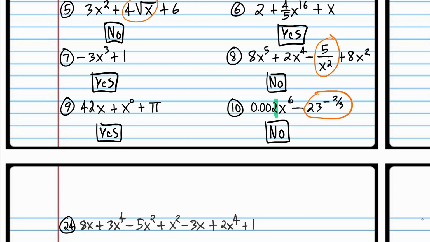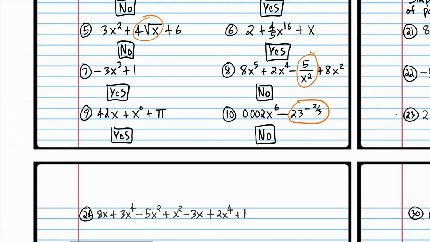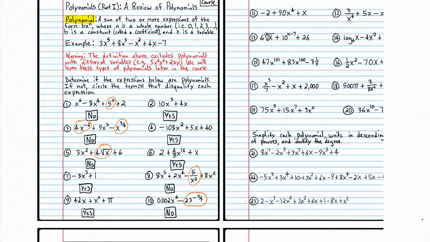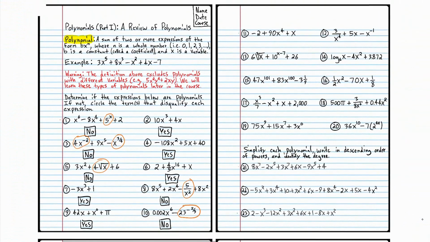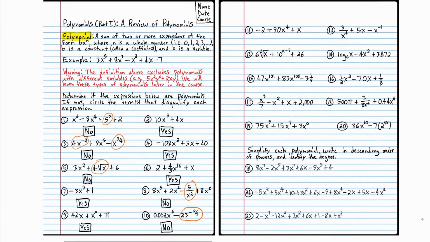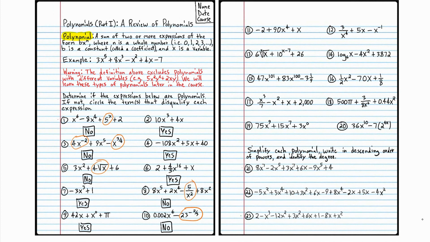Now you might say, well, what about this 0.002? That disqualifies that term, right? Well, no, the coefficient can be any number as long as it's a constant. So that's fine. So I'm going to leave those on the screen, and I want you to do number 11. Determine if each of these problems can be classified as a polynomial, or if there's a term that disqualifies it, and circle the term that disqualifies. So try number 11. When you come back, we'll do it together.